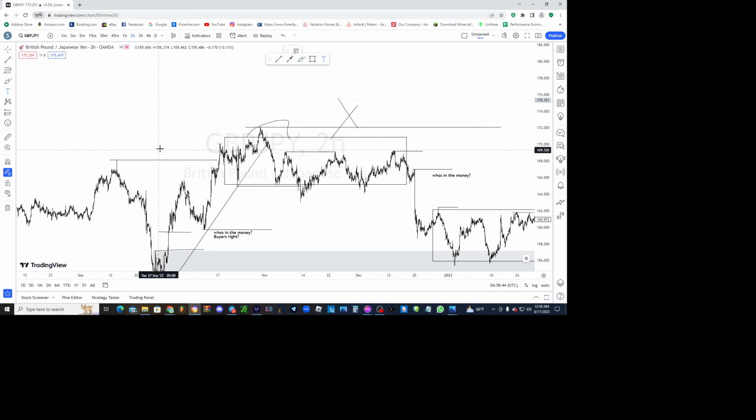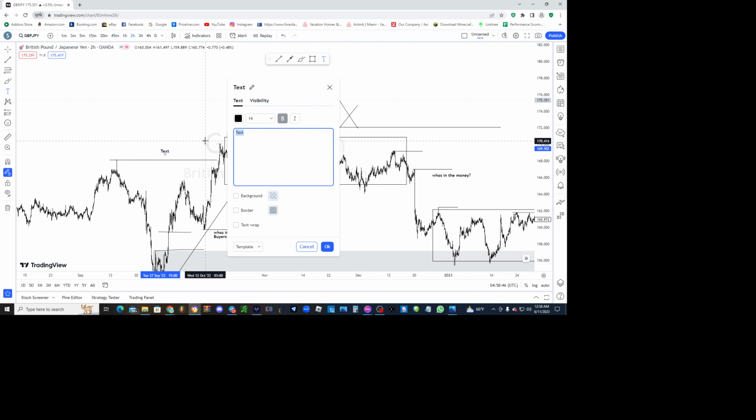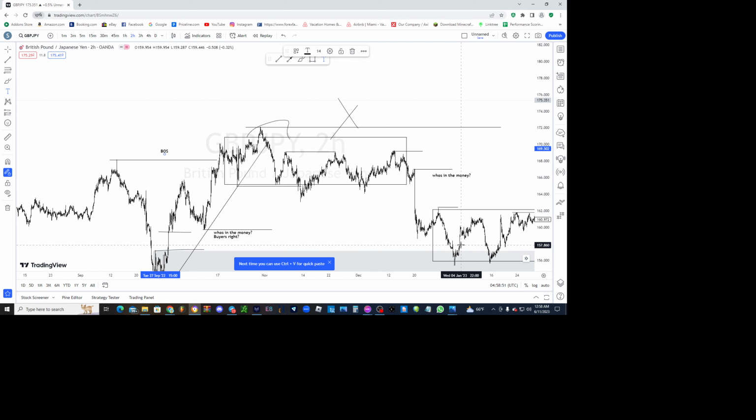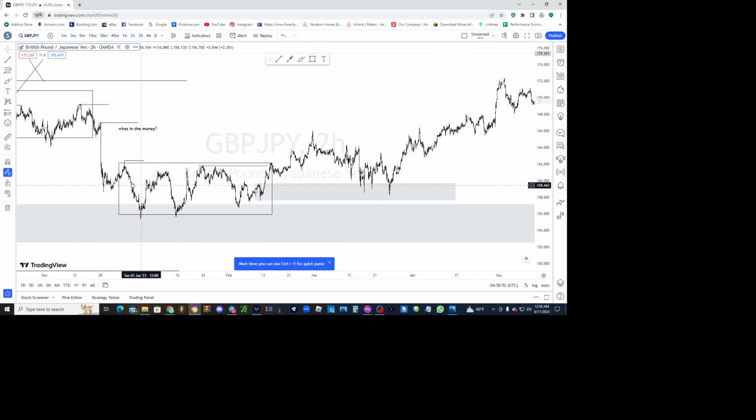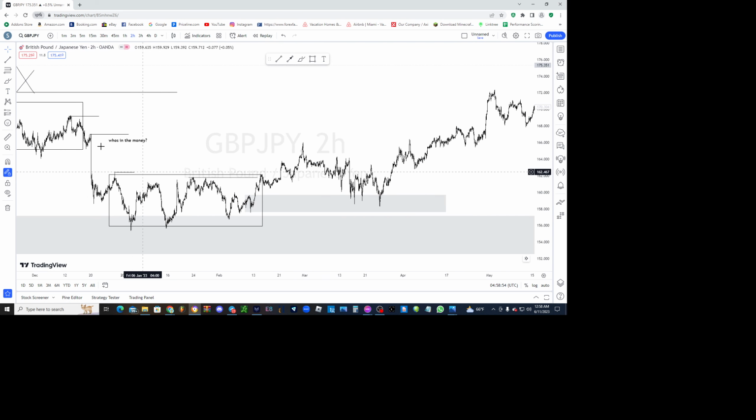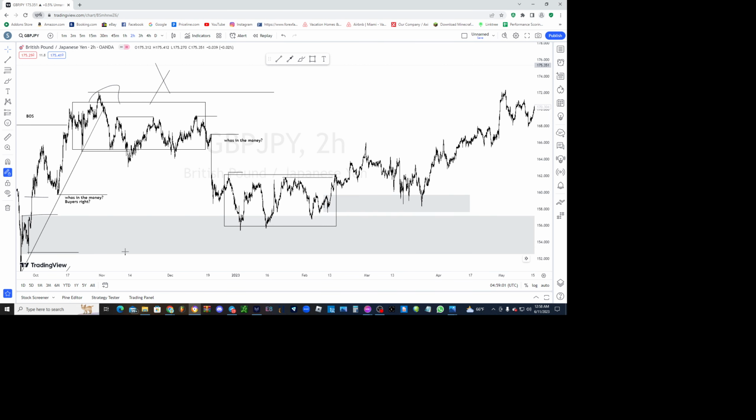Break of structure. You broke structure, price pulls back into the zone. Internal liquidity, price broke structure again, pulled back. The market is very fractal. The same way this is happening on a larger time frame, it's the same way it's happening on a lower time frame. We get a break of structure, price pumps up.